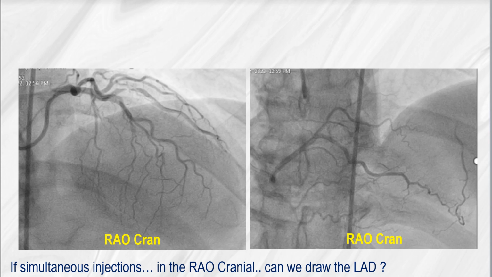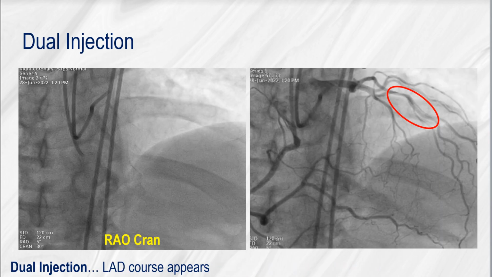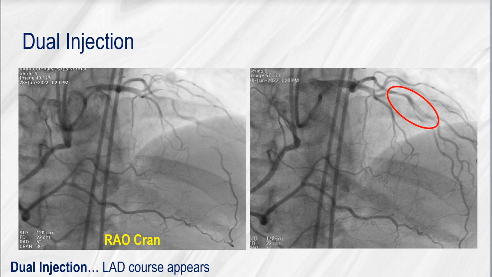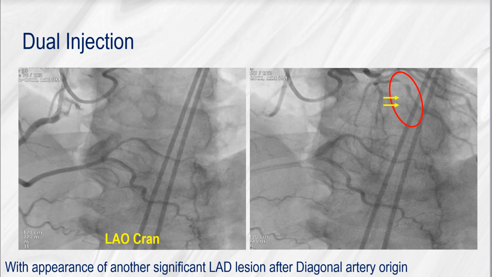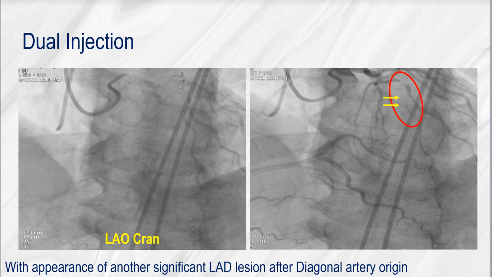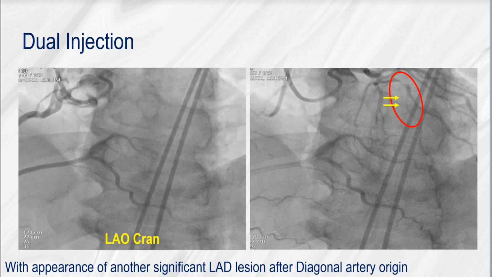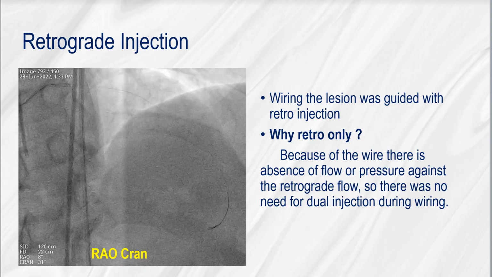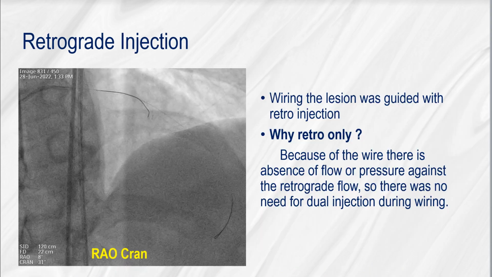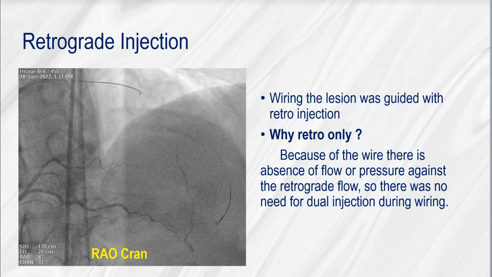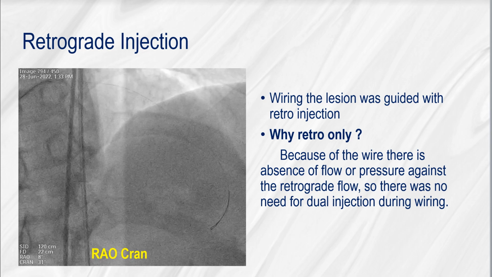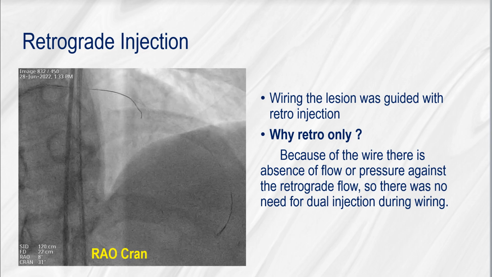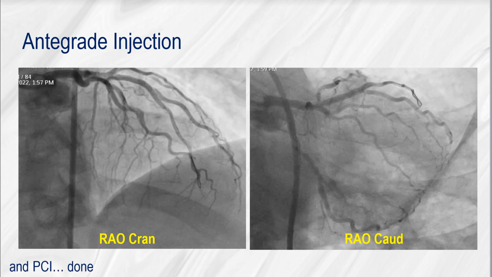If simultaneous injections in the RAO cranial, can we draw the LED? The LED course appeared with dual injection, with appearance of another significant LED lesion after the diagonal artery origin. Wiring the lesion was guided with retrograde injection. Because of the wire, there is absence of flow or pressure against the retrograde flow, so there was no need for dual injection during wiring. And PCI was done.